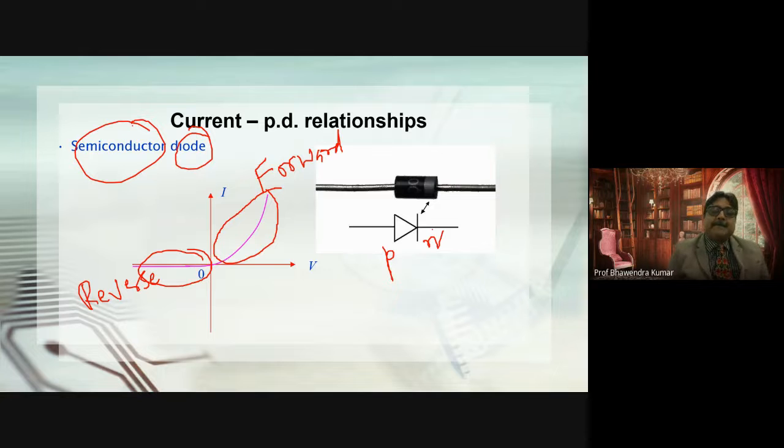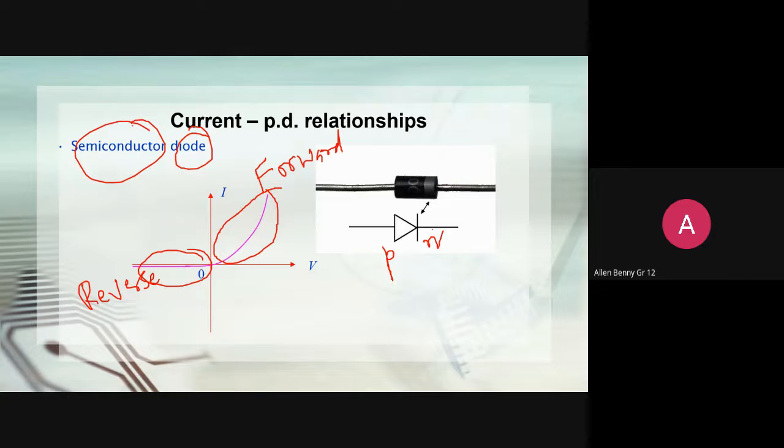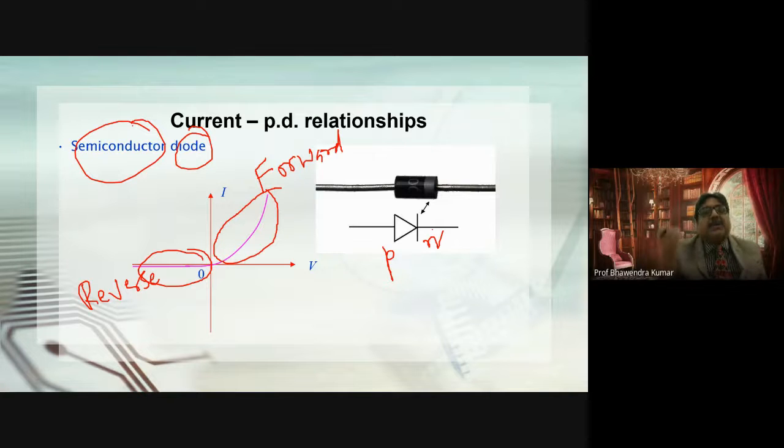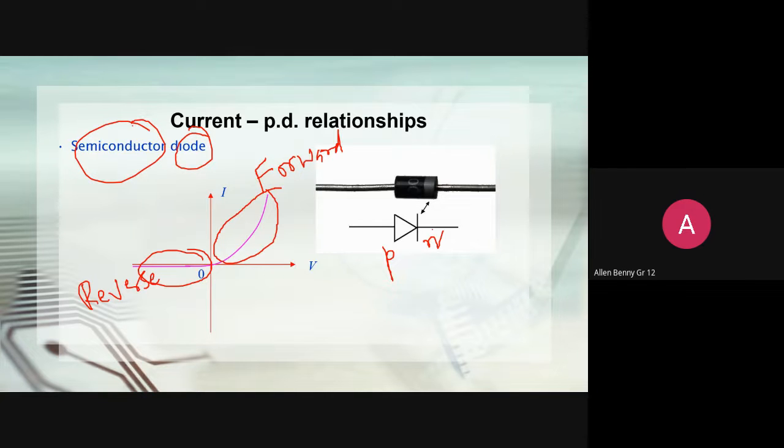Okay? But in the textbook, a different graph is shown. There are different parts of the graph. This is the standard behavior of the diode. All right. Okay?